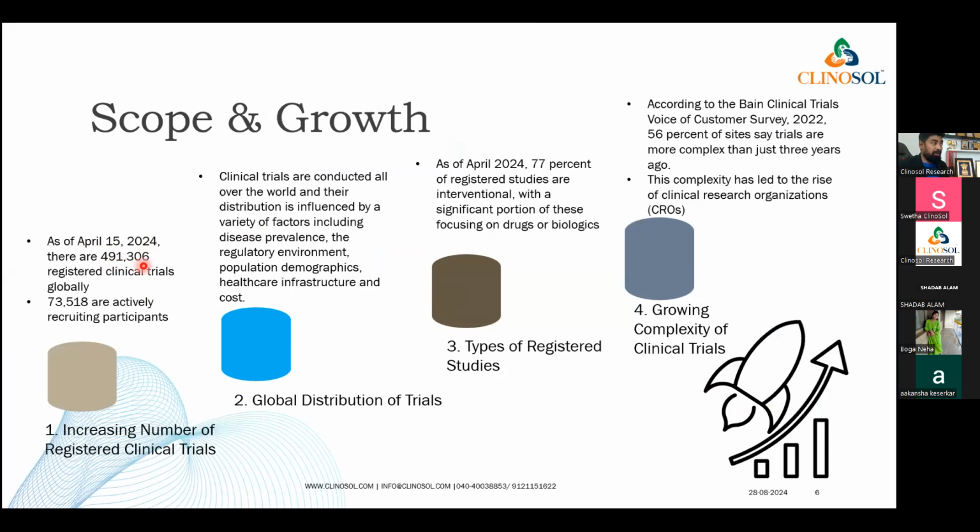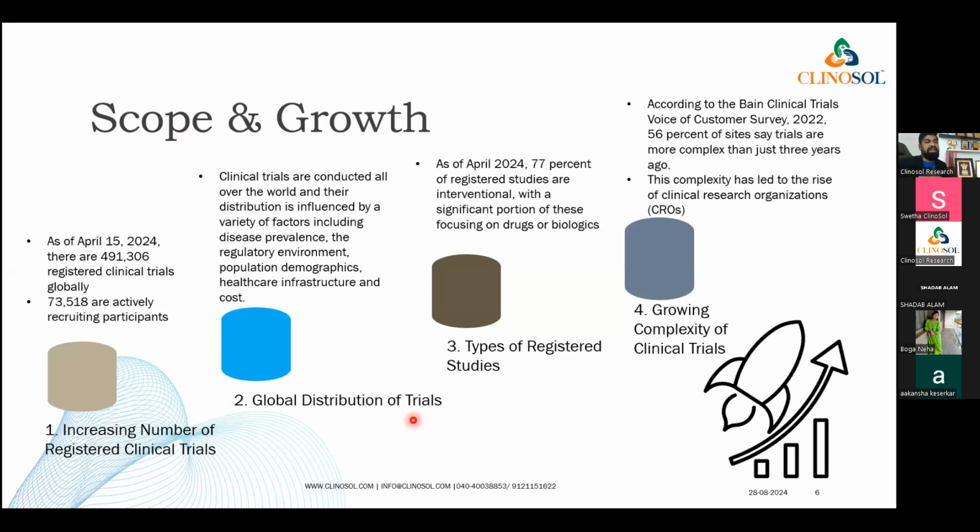If I'm not wrong, it's 4,91,000 registered clinical trials, and nearly 73,000 clinical trials are actively recruiting subjects. The number has crossed the limits after COVID. And then the global distribution: it is not only in India or US or Europe.